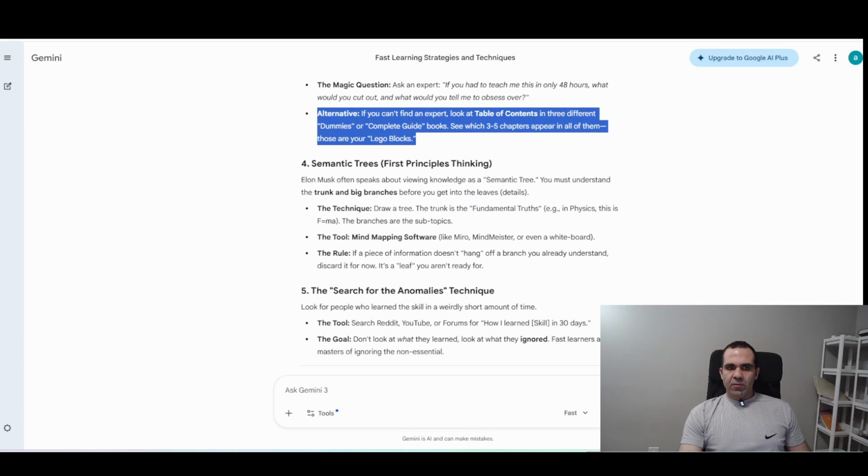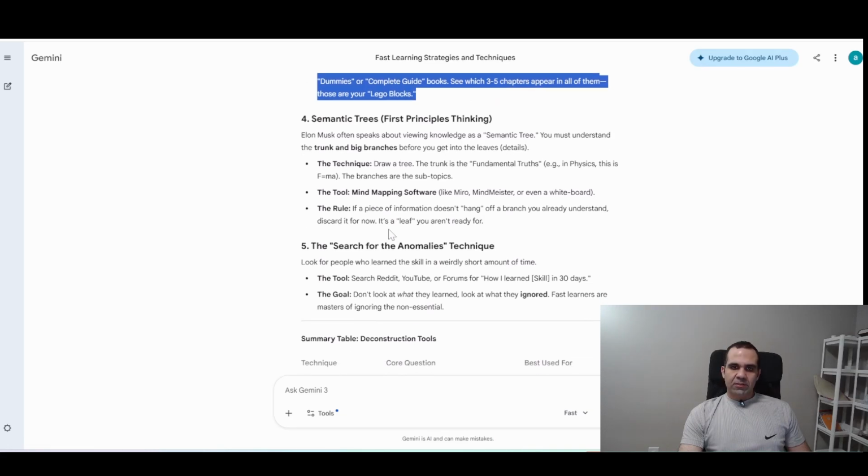Semantic trees. Elon Musk often speaks about viewing knowledge as a semantic tree. You must understand the trunk and big branches before you get into the leaves. The technique: draw a tree. The trunk is the fundamental truth. In physics, this is F equals ma.